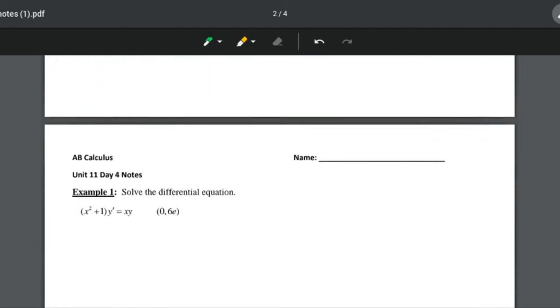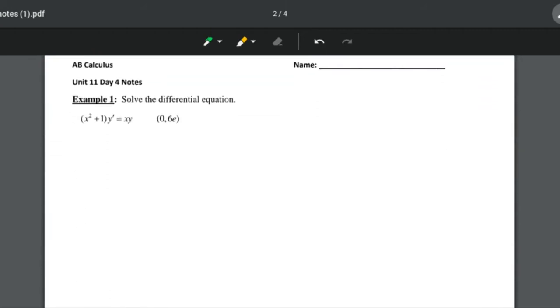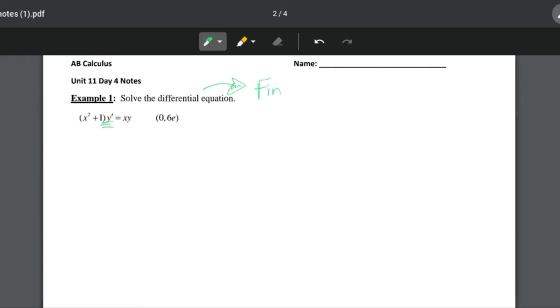All right, let's look at the next one. Example 1, solve the differential equation. Again, all that means is we're given the derivative and we have to come up with the original function. I know this one doesn't look as typical as the other ones, but here we have this y prime in here. y prime is the derivative of y. So we have to find the original. So we're going to find y.